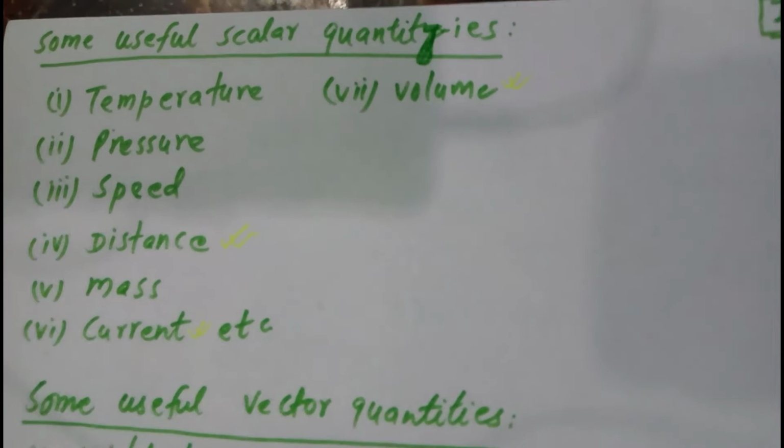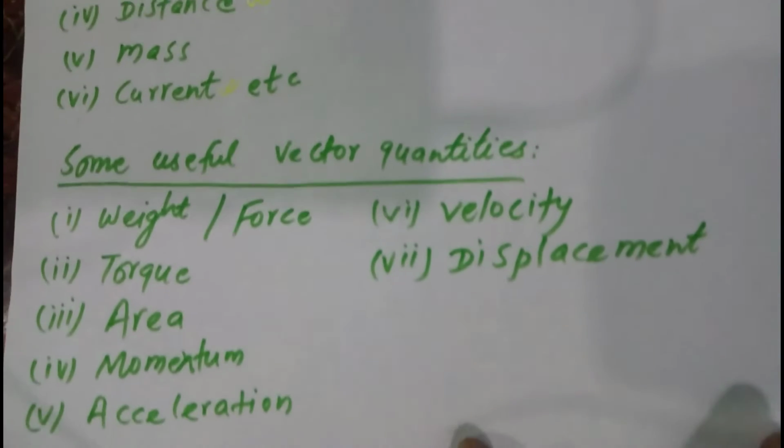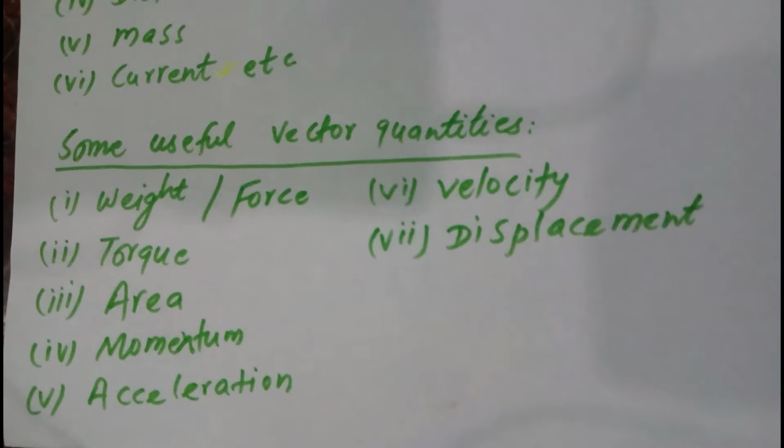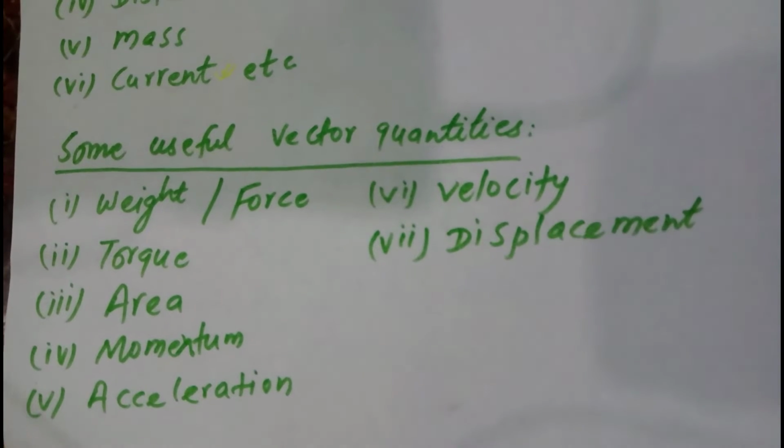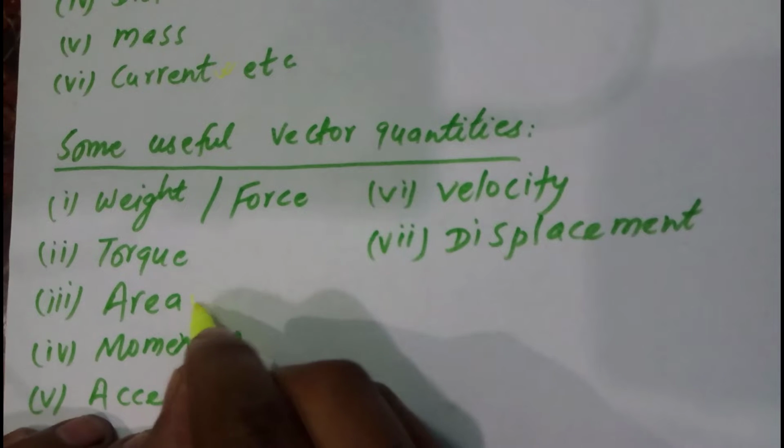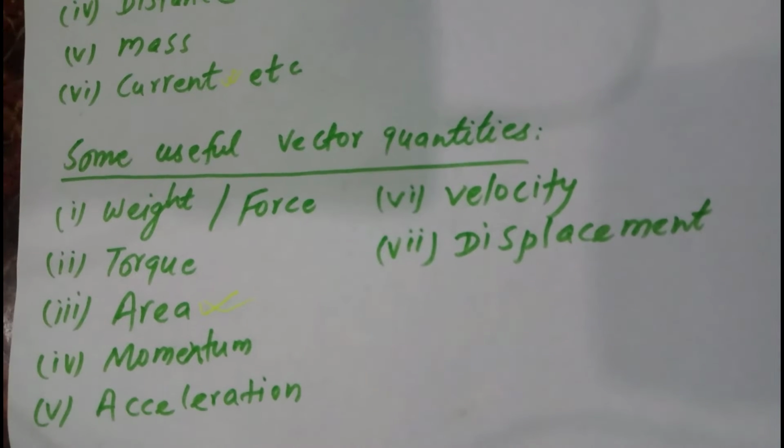Here we have temperature, pressure, speed, distance, mass, current, and volume. In your entrance examination, distance is a scalar because it needs only magnitude to define it. As opposed to that, displacement here is a vector quantity, and so are weight, force, torque, area, momentum, acceleration, and velocity. I would like to stress area; we'll see how area is a vector quantity and volume is a scalar in subsequent videos on dot and cross products.